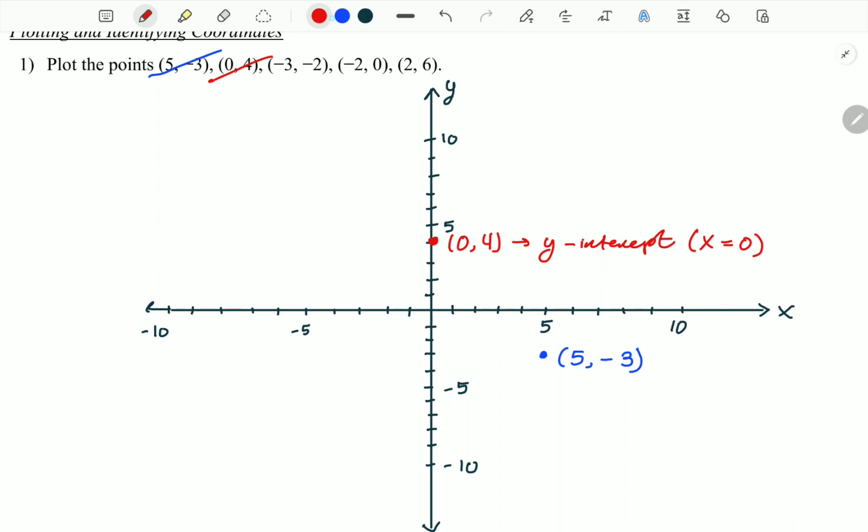The next coordinate is going to be -3, -2. X is -3. Start at the origin, move 3 to the left. Y is -2. We move 2 units down. This is the point of -3, -2. And that's in quadrant number 3.